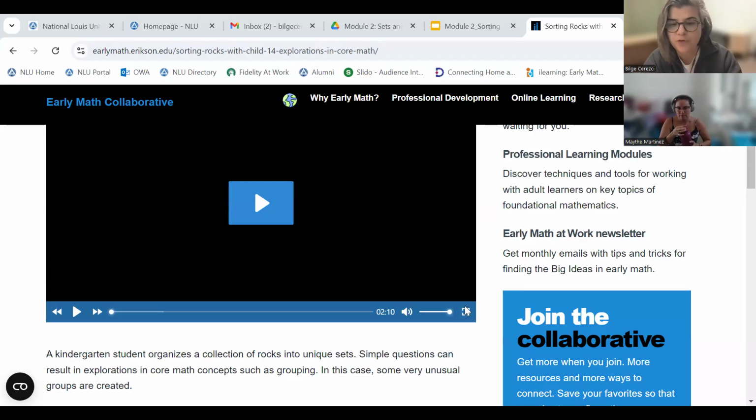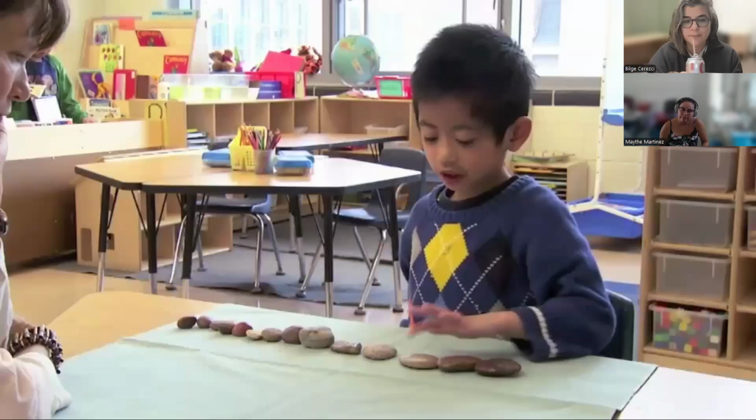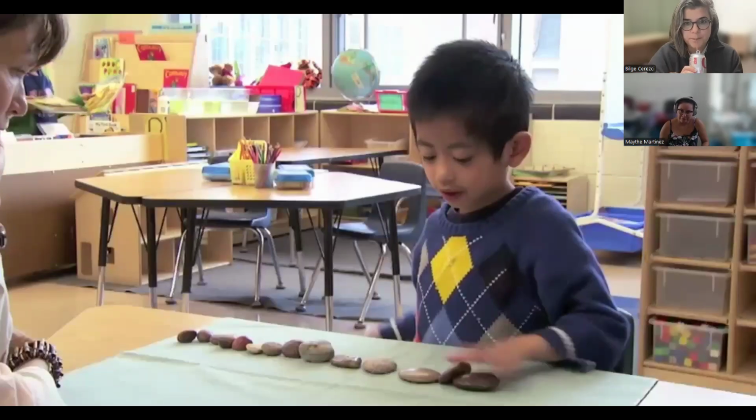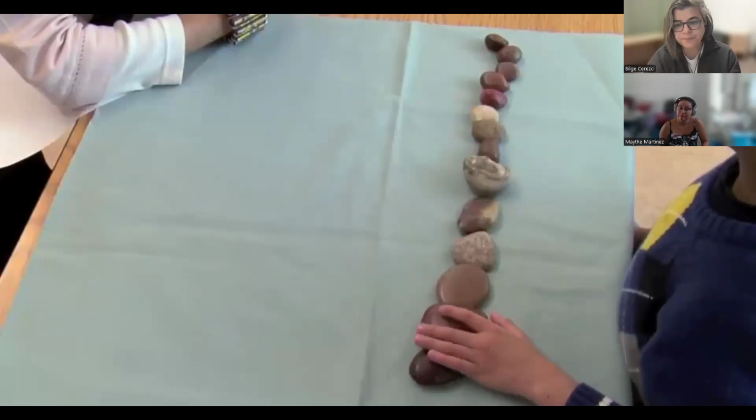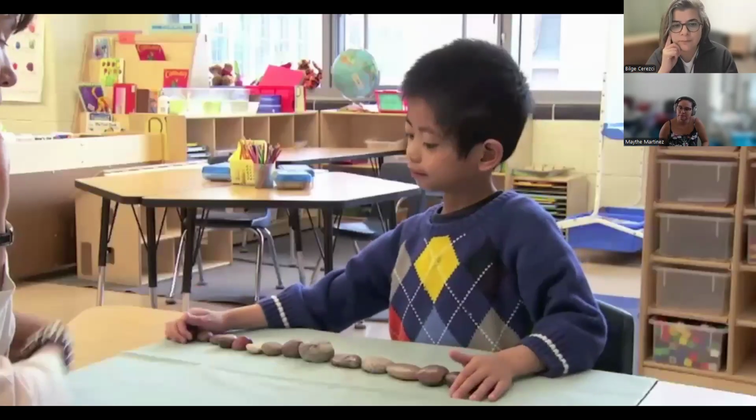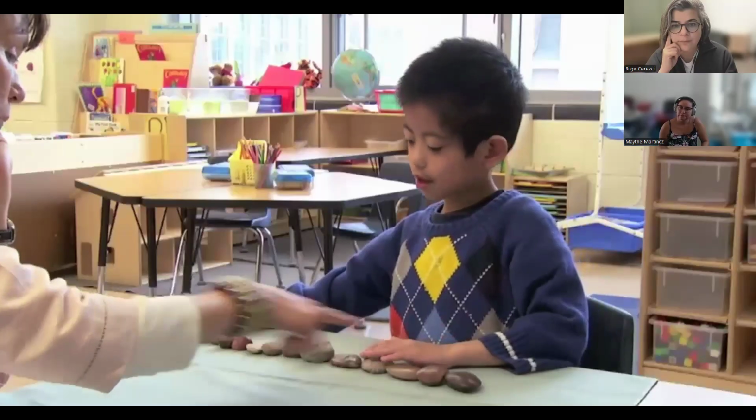Okay. So this is a kindergarten classroom where the researcher gives the child a collection of rocks and asks them to sort them out. Okay, and let's see what the child does. So tell me, how did you sort them? Big, from big to medium to small. So you sorted them by size. You put all the big ones in a line and you put them in order.